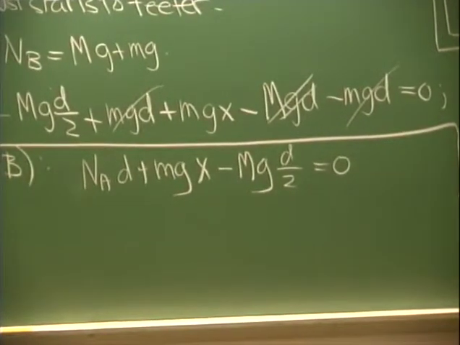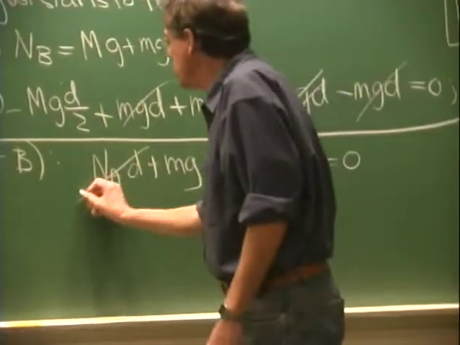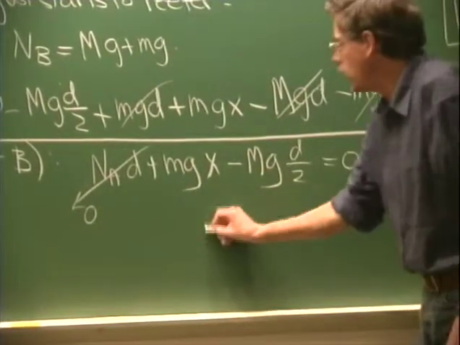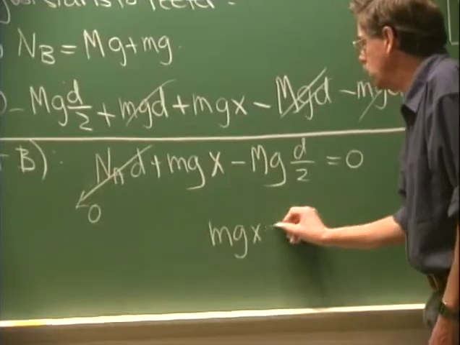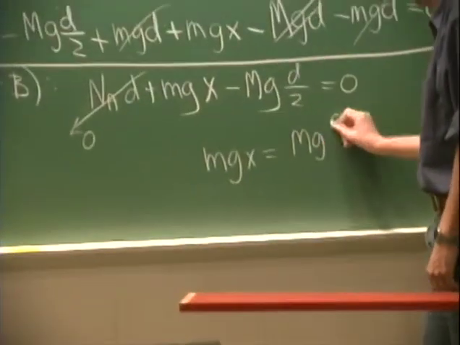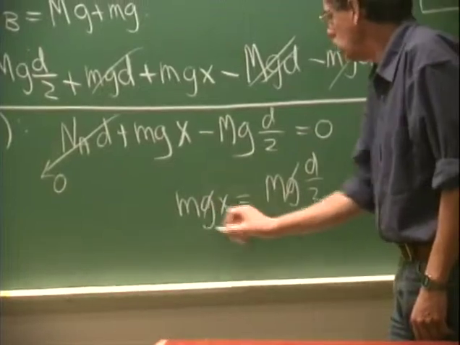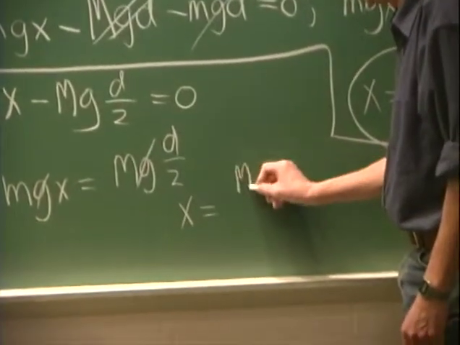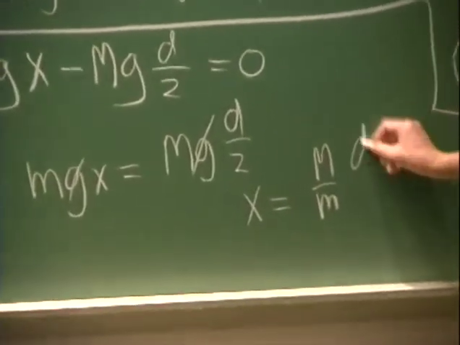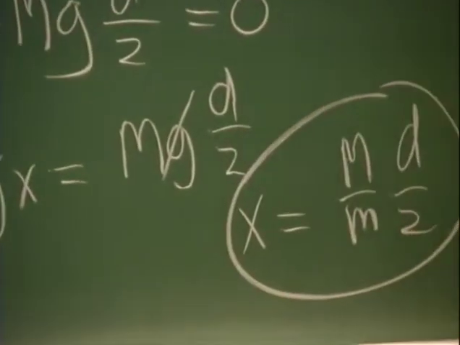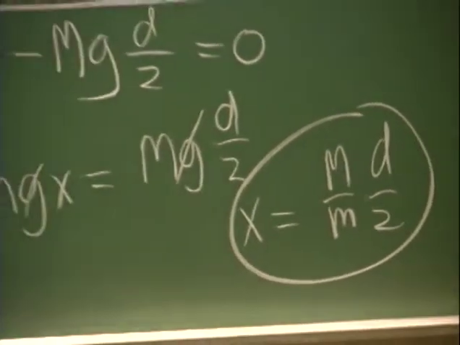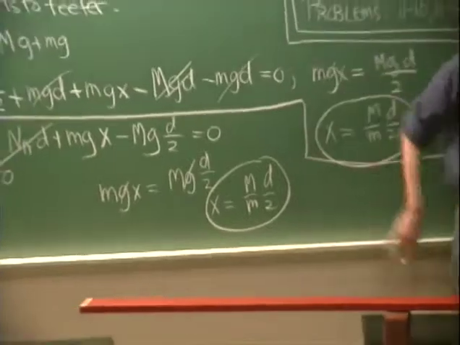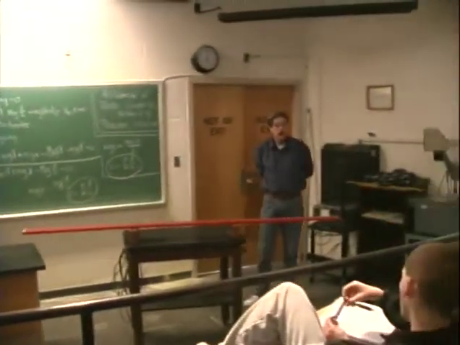The condition for it just barely to start teetering is that NA equals 0. Therefore, I get immediately mgx equals capital Mg d over 2. Again, I cancel the g's and divide by the little m, and this says x is equal to capital M over little m times d over 2. Same equation, but this time I got it in one line. I only needed to use the torque equation. Never had to invoke the force equation at all, doing it that way.